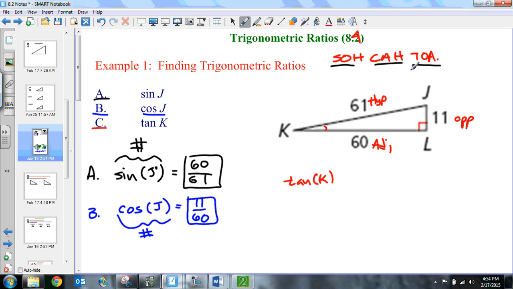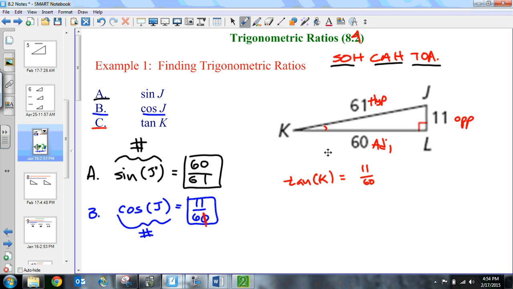Now we're using tangent, so it's TOA. So it's opposite and adjacent. So I'm going to take the opposite side, which is 11, over 60. I did this one wrong. This should be 61.